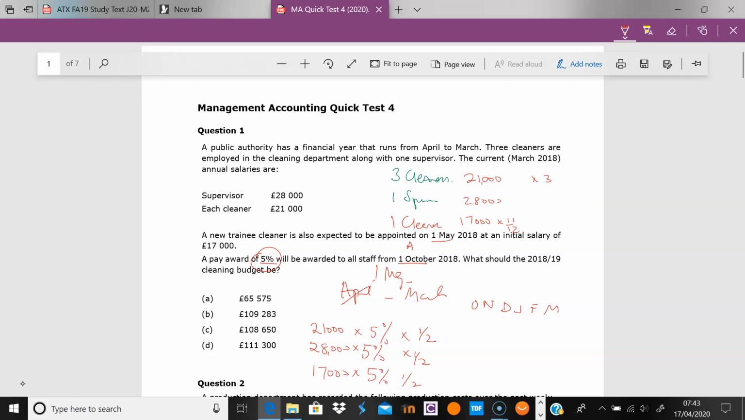So 21,000 times, I've got 3 people here, so that's 3 as well, isn't it? Because I have 3 cleaners. So 21,000 times 3, that's a nice one. That's 3 and that's 6, so that's 63,000. There's 28,000 here. 17,000, I can't do that in my head. I use a calculator. 17,000 times 11 divided by 12 is 155.